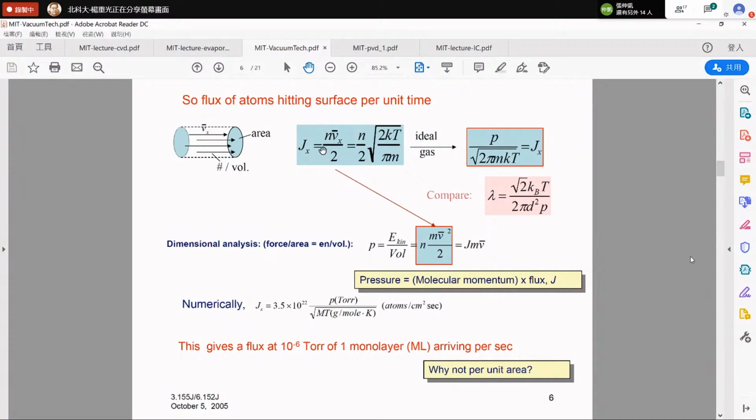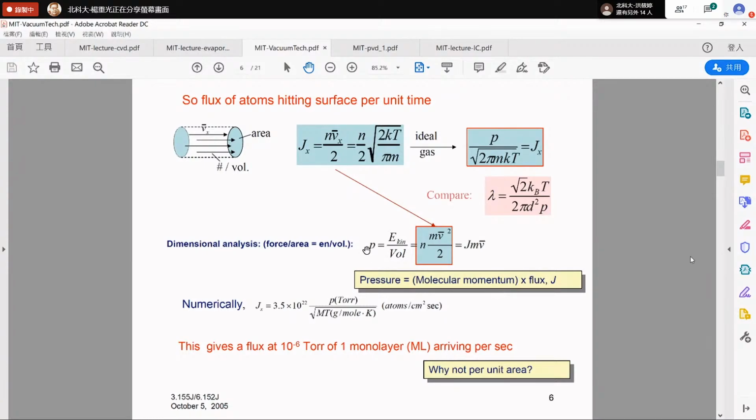and the relation of the velocity and the flux in the x direction, which is n divided by 2 square root 2kT divided by pi m. And then if we assume the ideal gas, PV equal to nRT, so you can generate the J flux in terms of pressure and temperature. Okay, so compare this flux to the mean free path.